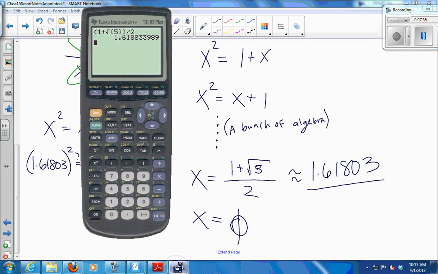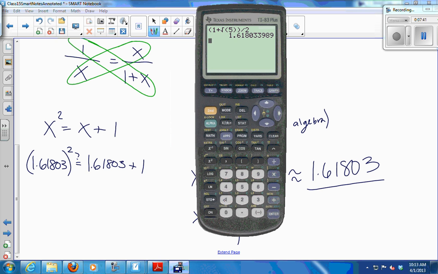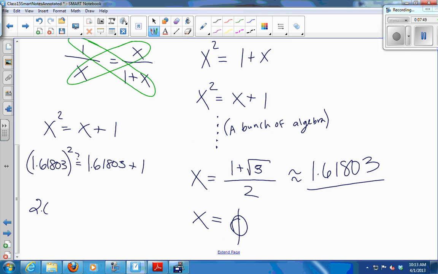So let's do it in the calculator. If I do 1.61803 squared, I get 2.618 about. Does that equal what you get when you add 1.618 to 1? 2.618 equals 2.618. Yep, they're equal. If you square it, and if you add 1 to it, you get the same thing, 2.618.